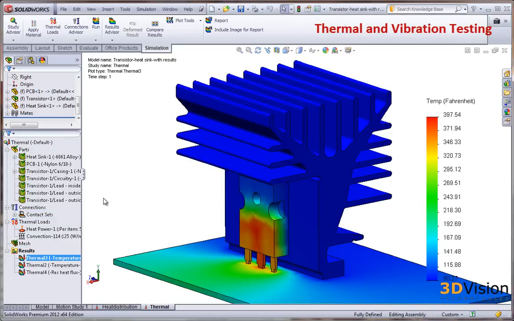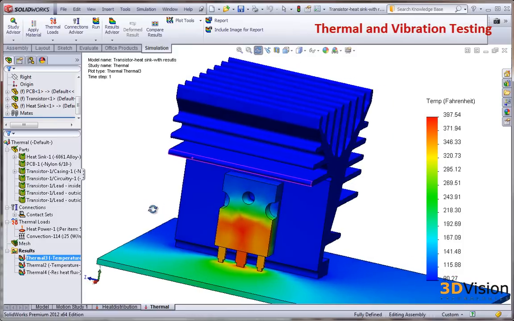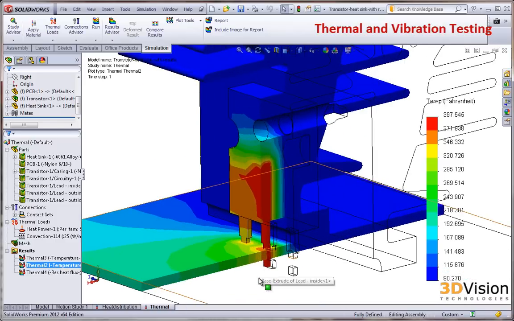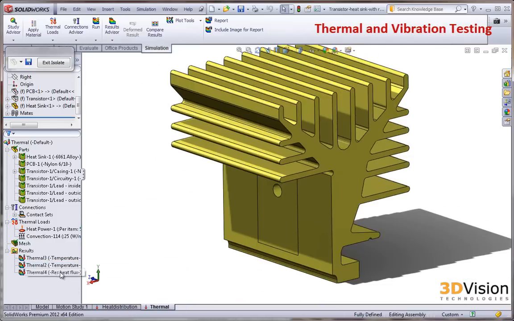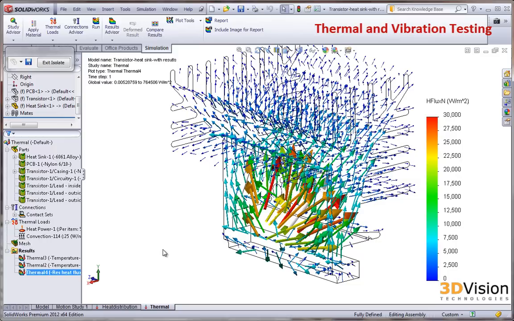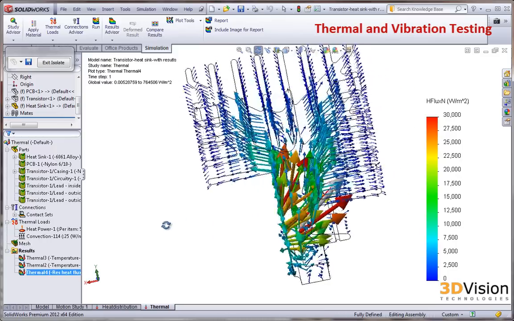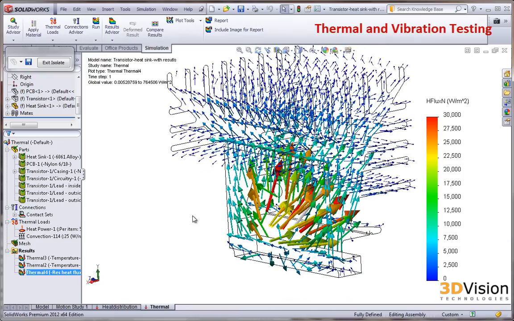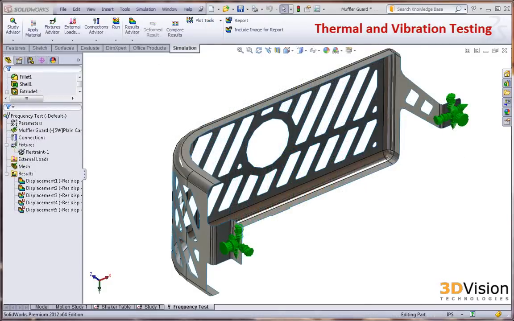Conduction, convection, and radiation can be studied simultaneously to determine the thermal signature of the heat source. The result plot shows us the temperature in the different zones on this model. We can also extract the resultant heat flux, which shows the direction of heat flow through the components. Transient analyses and thermal stress multiphysics are added perks at the Simulation Professional level. Let's move on into a vibration example.